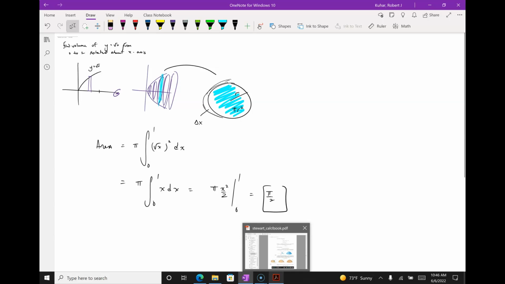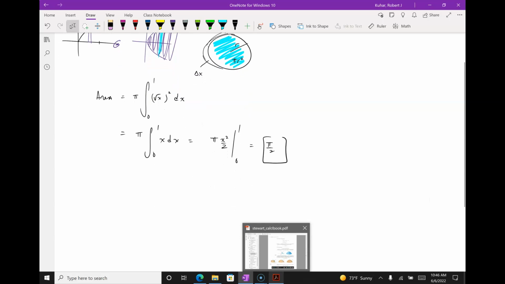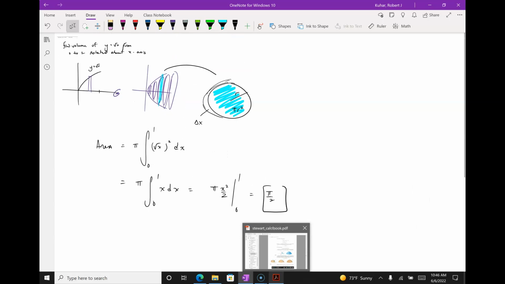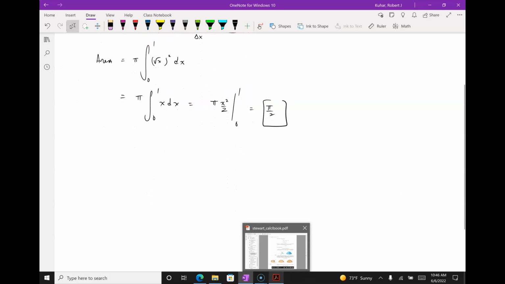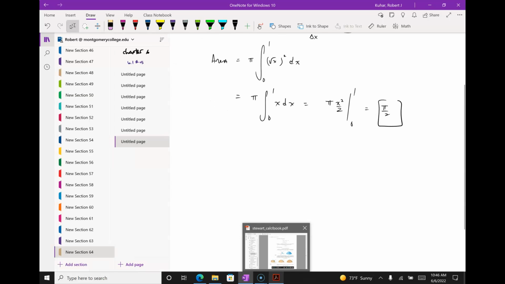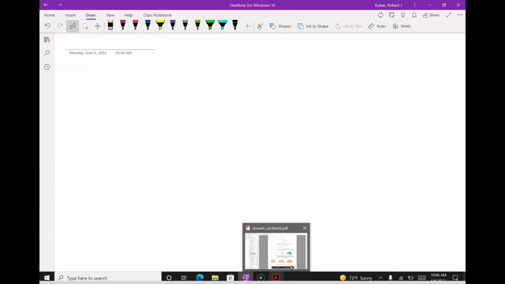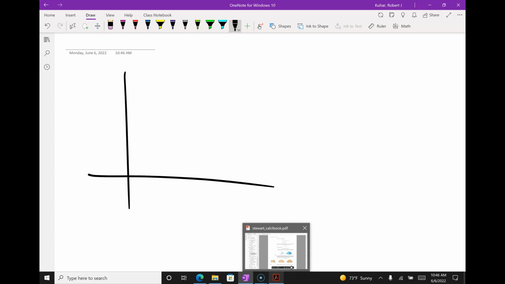Now, if we do this one with the shell, it's a little bit more difficult, and I'm just jumping ahead a little bit because I didn't want to do too much more today. But if I look at the same one with the shell, I have to be parallel to the axis of revolution. So my rectangle is going to be here.